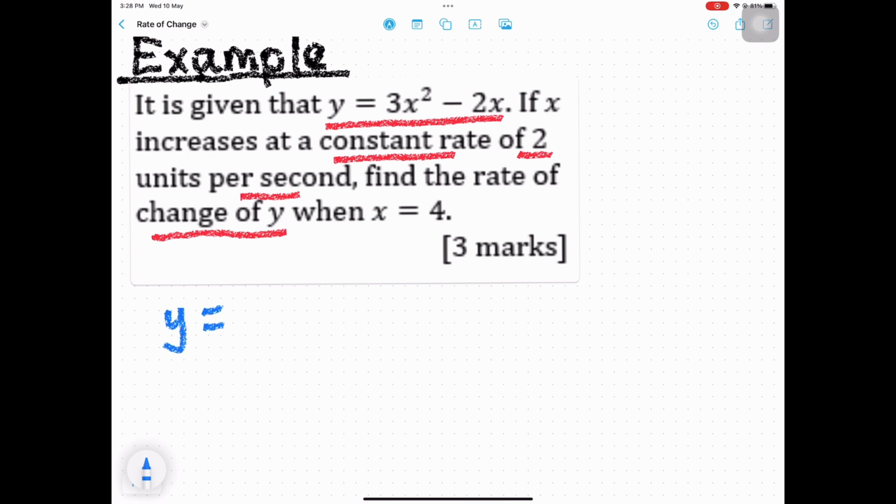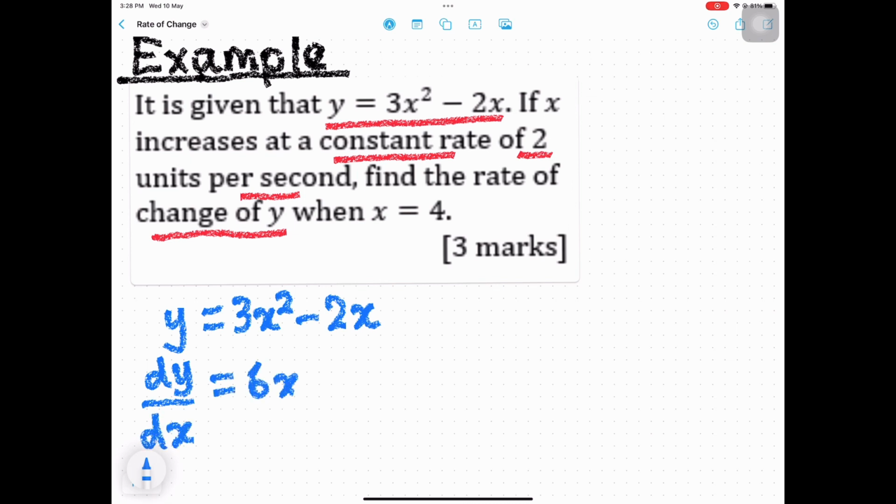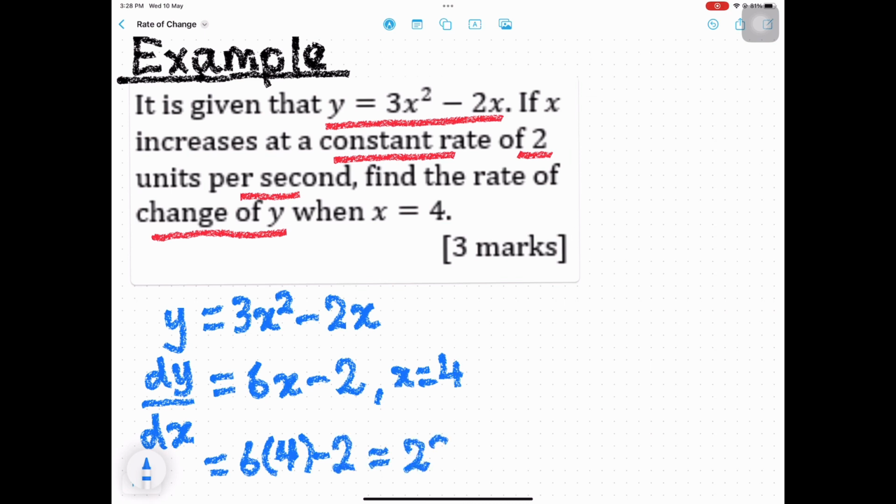Alright, the first thing is to find dy over dx first, because you have y and x. So you have to differentiate this term. The dy over dx will be, 3 times 2 will be 6x. X power 2 minus 1 gives you 1, so differentiation of 2x will be negative 2. And then you're going to substitute in the value of x, which is given from the question, which is x equals 4. So you'll get 6 times 4 minus 2, so 24 minus 2, which is 22.